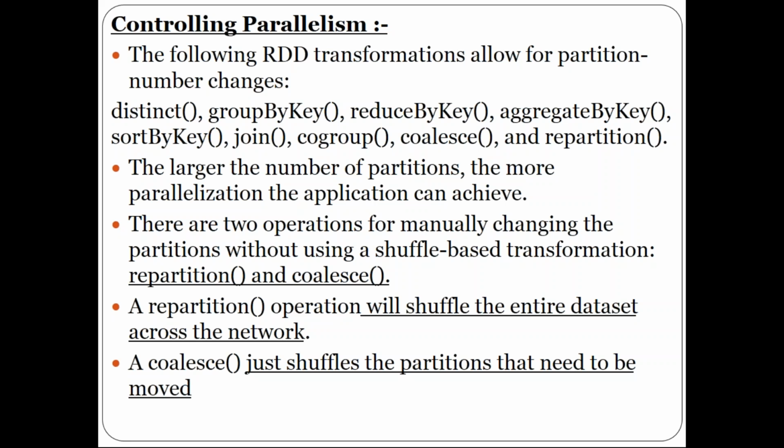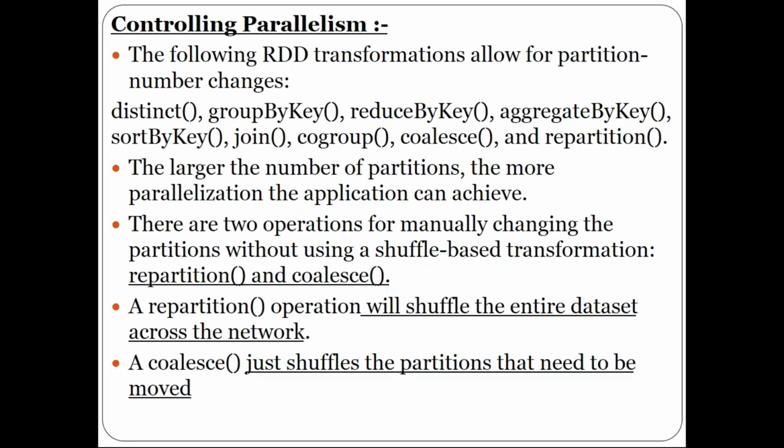Now, repartitioning means the elements from one data set can be moved to another data set, creating a new partition. Repartitioning will work in such a way that the data element in one RDD may be moved to another RDD, forming a different partition. But coalesce just shuffles the partition.